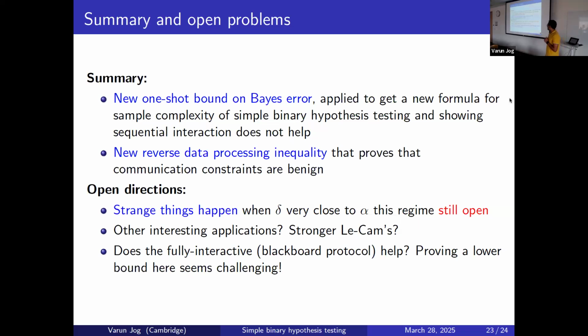The third bullet point is also an open problem: does full interaction help? If you have multiple rounds where you're talking, can that actually help? We don't have a lower bound or an upper bound. We don't actually have a guess at all whether it helps or not. So that's wide open.